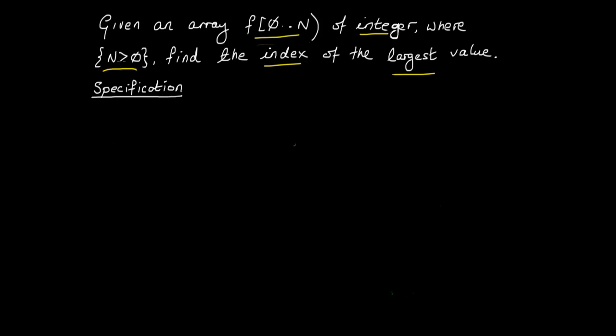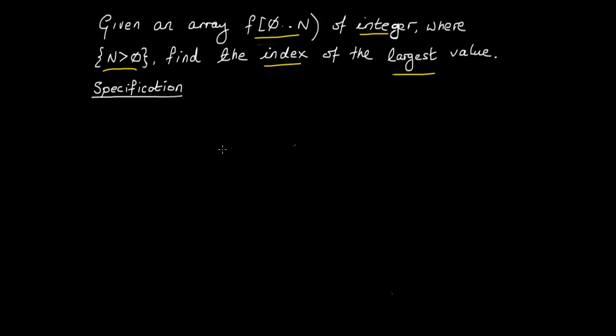So n greater than 0 means that the array will contain at least one element. It can't be empty. And that's because we're looking for the index of the largest element. If it's an empty array, we can't find the index of the largest element. There's got to be something in there. And remember, we're finding the index of the largest element, or the largest value. We're not looking for the actual largest value. We want its index.